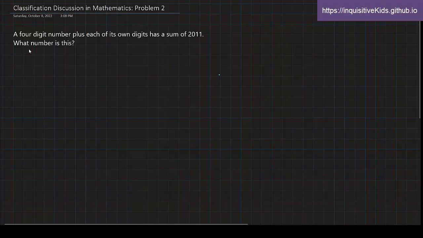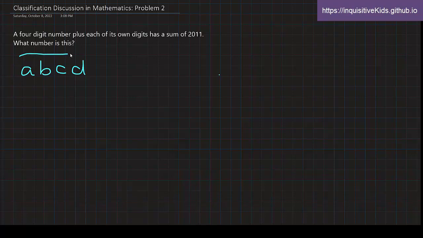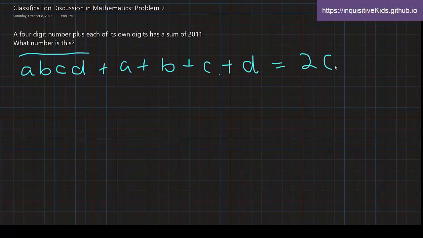So what I'm going to do is represent that 4-digit number as ABCD. Why would I represent this as ABCD instead of just an X? Well, because it says plus each of its own digits. This way we'll be able to represent the 4-digit number and each of its own digits using the same set of variables. So this plus ABCD is equal to 2011. Here A, B, C, and D are each representing one of the digits.